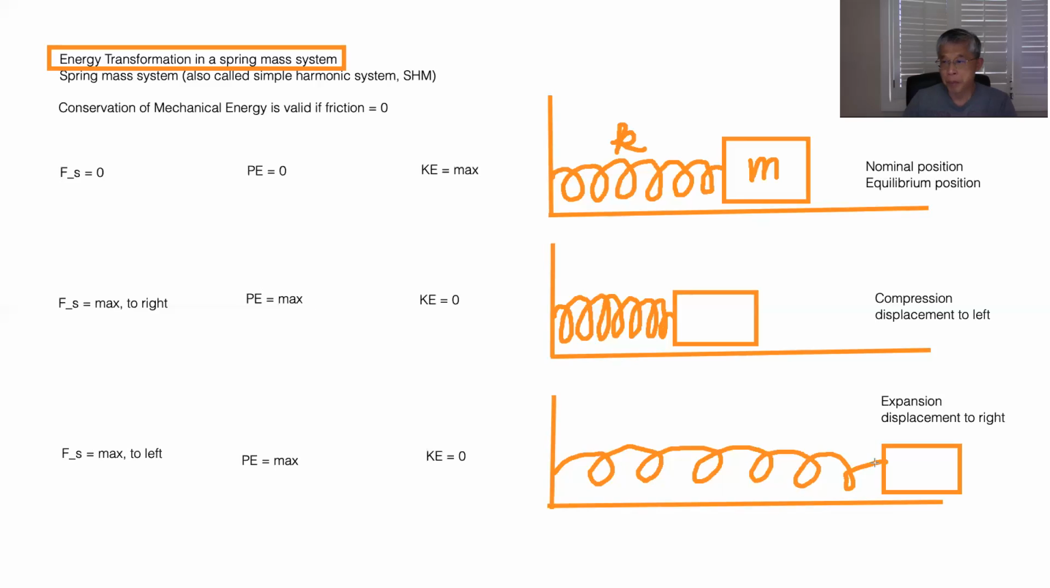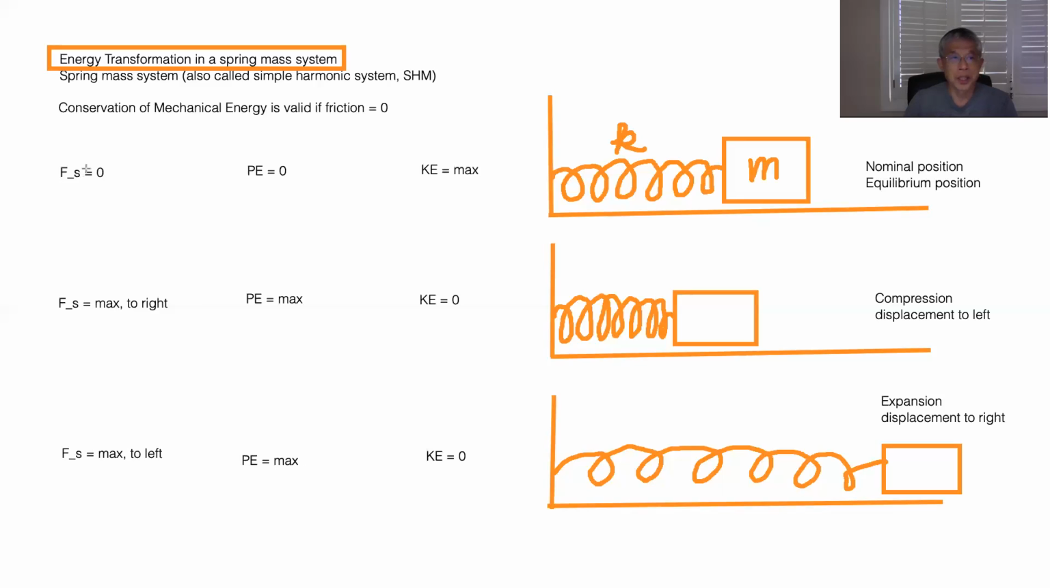Now, when we come to the maximum expansion position, this block also comes to a stop. And now this spring has been stretched to the maximum displacement. And so your potential energy will also be a maximum again.